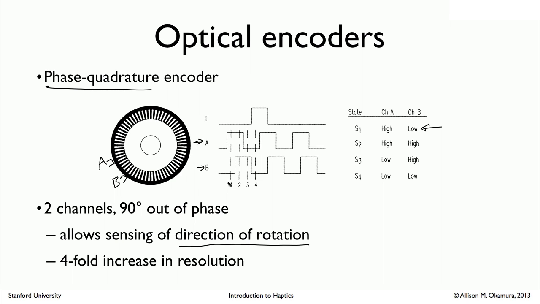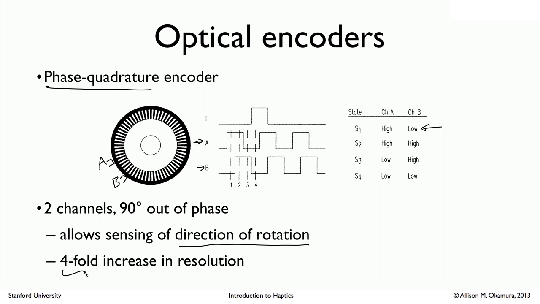But with two channels, if you go from state 2 to state 1, you know you're rotating backwards. But if you go from state 2 to state 3, then you know you're rotating forwards. So this direction of rotation is a really important feature of doing phase quadrature encoding.